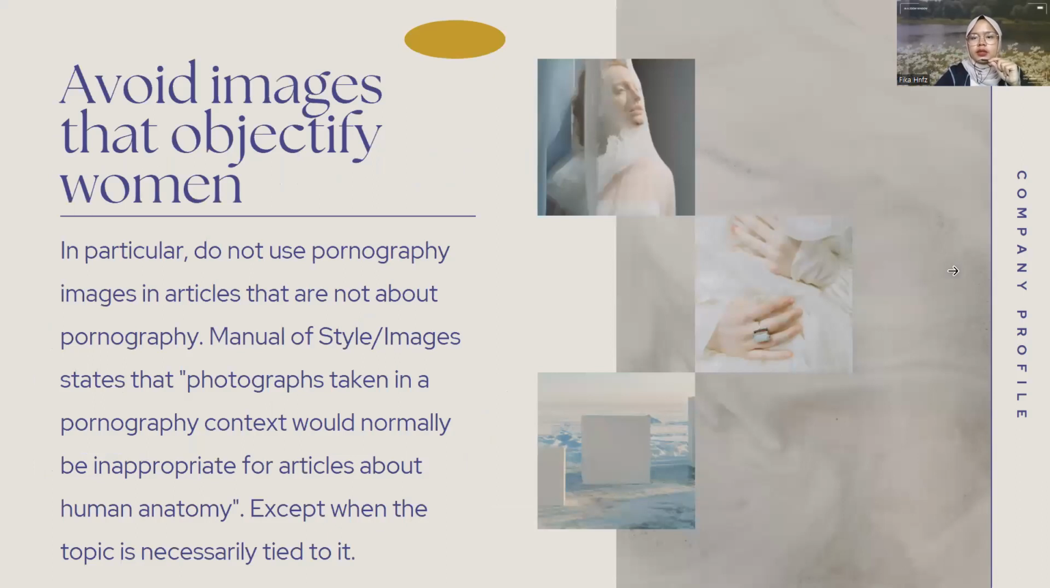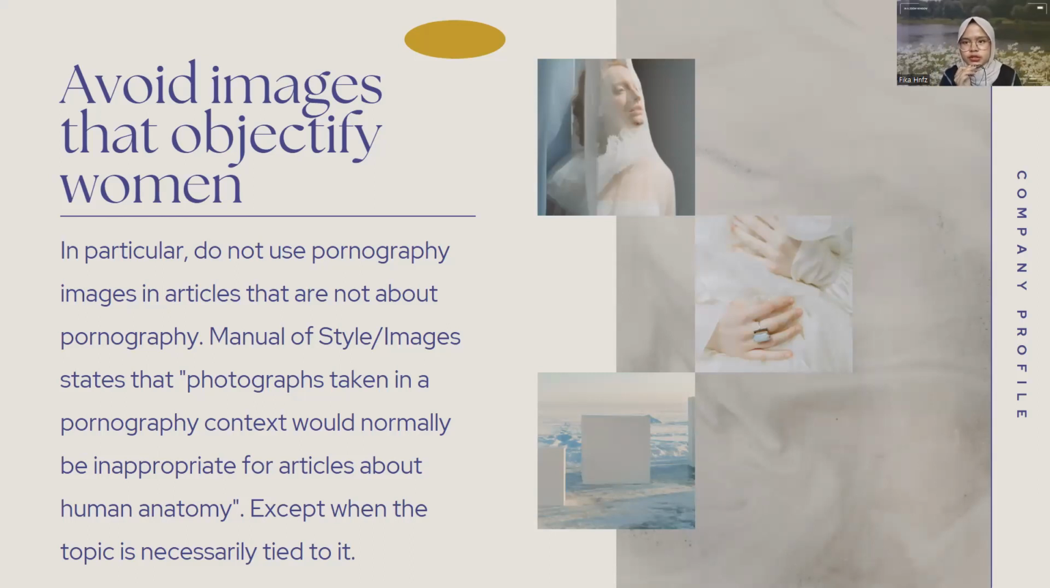Next, what you should do in women's literature is avoid images that objectify women. In particular, do not use pornographic images in articles that are not about pornography. The manual of style for images states that photographs taken in a pornography context would normally be inappropriate for articles about human anatomy, except when the topic is necessarily tied to it. So you should be careful about the topic you choose, and careful about the images that you use in your articles because it can lead to inappropriate things.